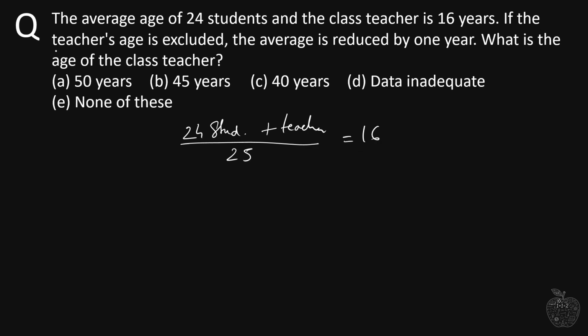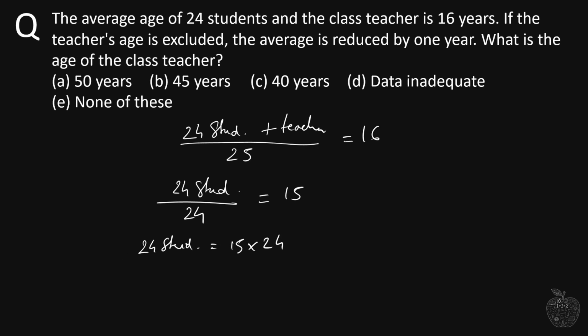Okay, if the teacher's age is excluded, now this teacher is excluded, so we are only left with 24 students. And the average is reduced by 1 year. So this is the total age of 24 students divided by the total number of students, which is 24, and we get the average, which is reduced by 1 year. So originally it was 16, new will be 16 minus 1, 15. So we get the total age of 24 students, which is 15 into 24.